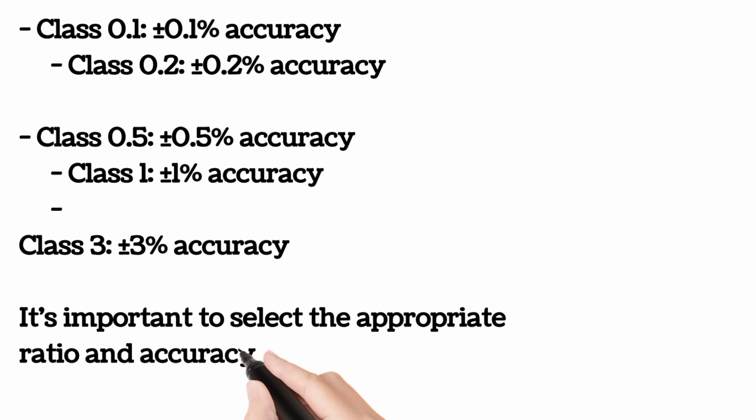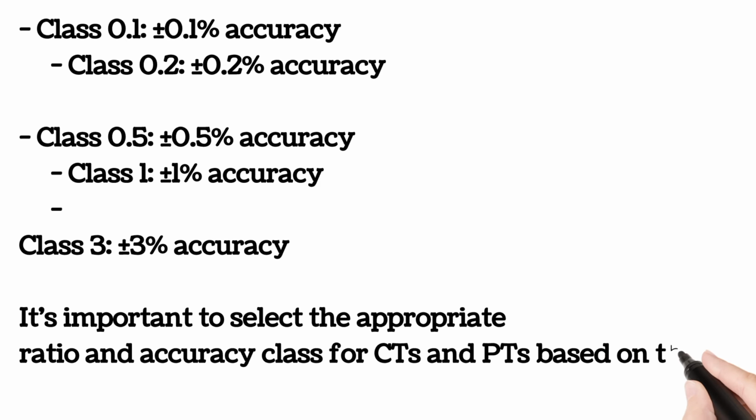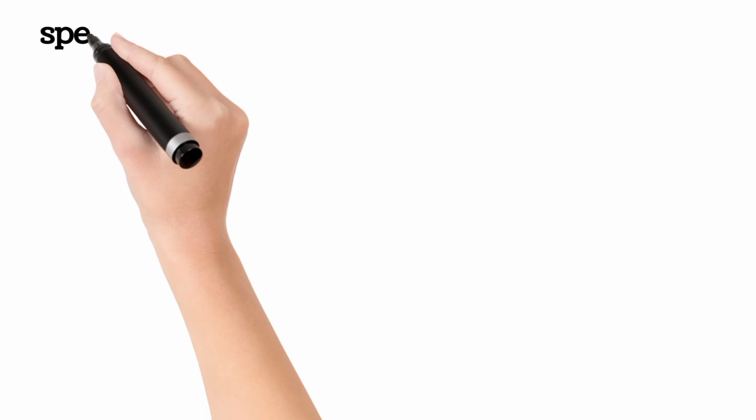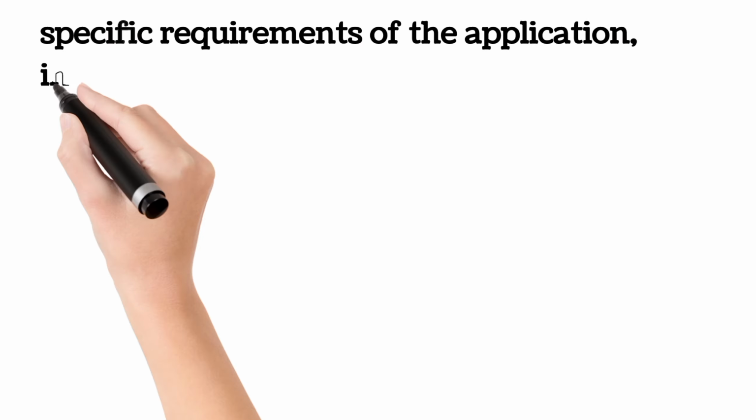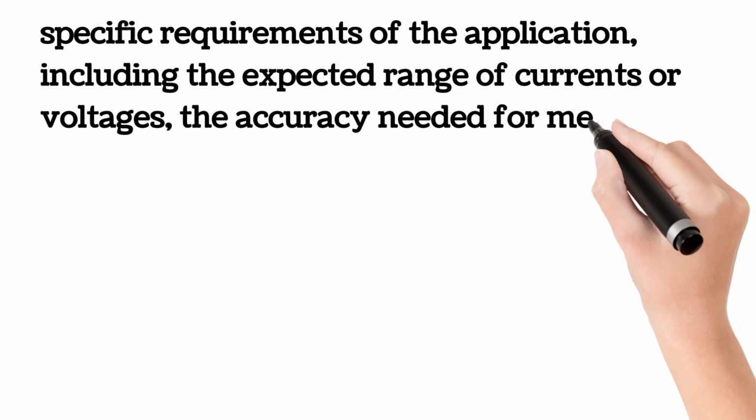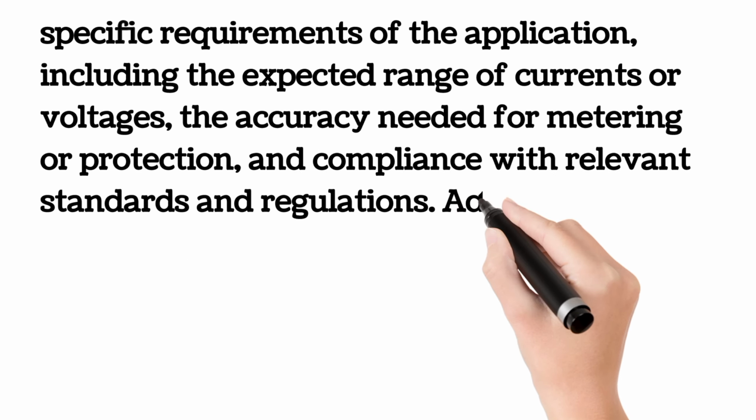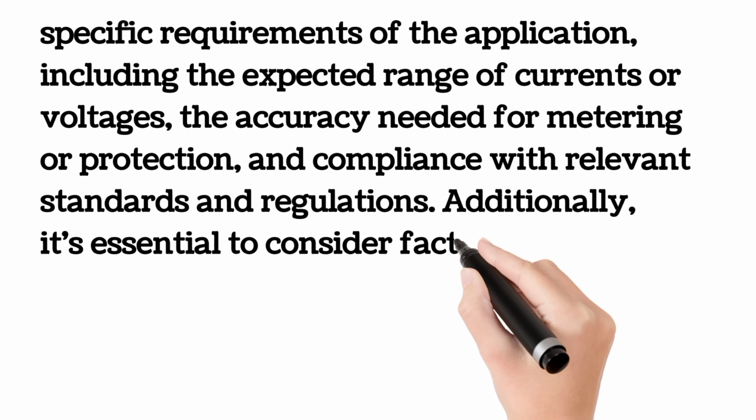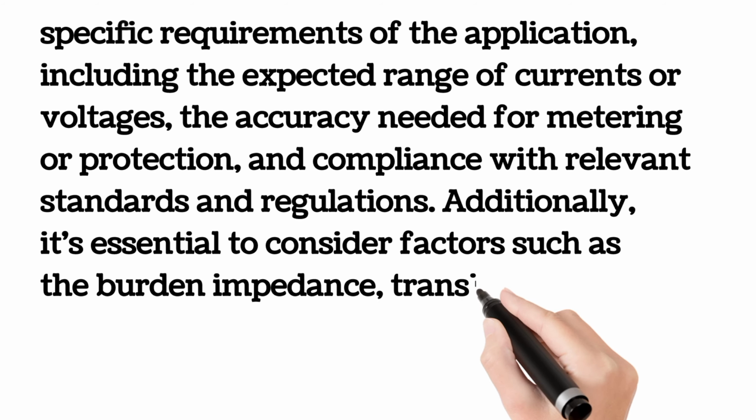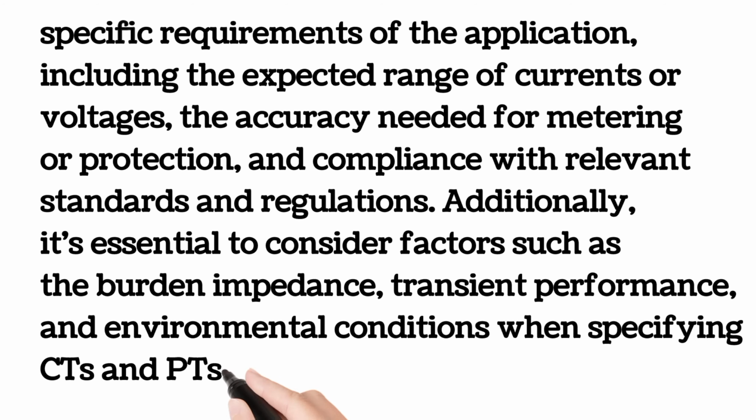It's important to select the appropriate ratio and accuracy class for CTs and PTs based on the specific requirements of the application, including the expected range of currents or voltages, the accuracy needed for metering or protection, and compliance with relevant standards and regulations. Additionally, it's essential to consider factors such as the burden impedance, transient performance, and environmental conditions when specifying CTs and PTs for power system installations.